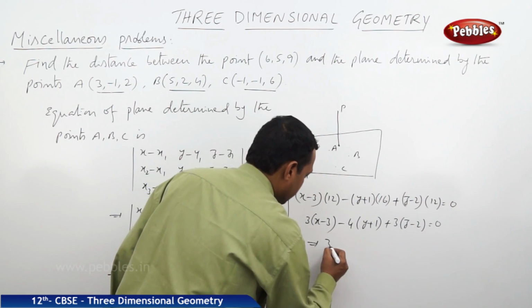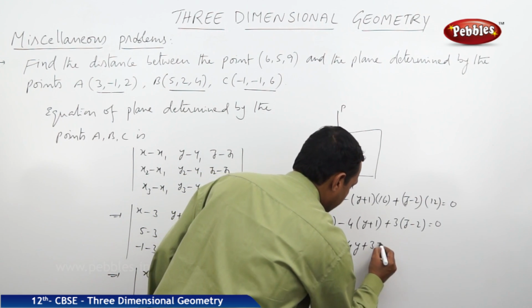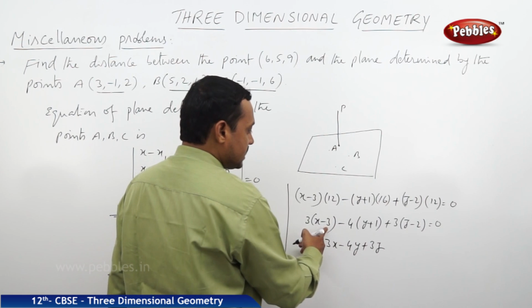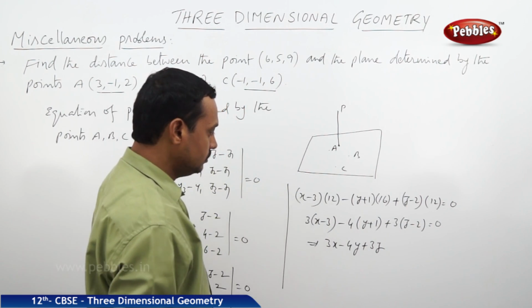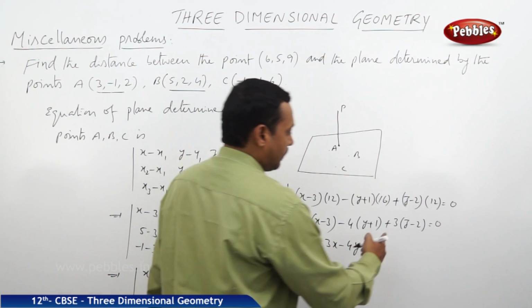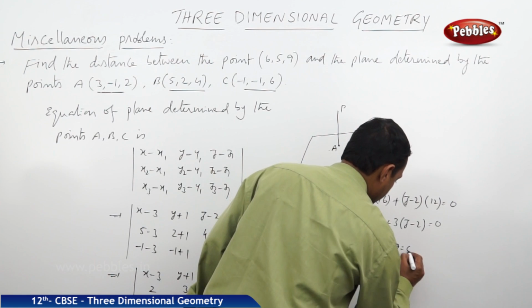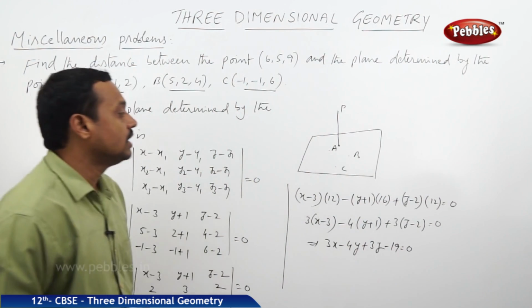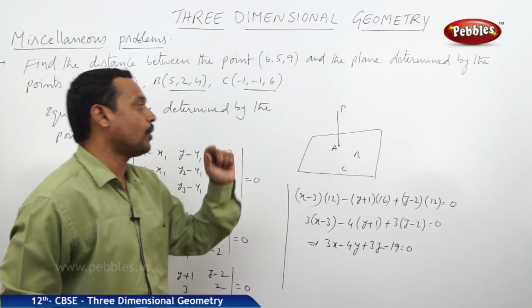Now expand: 3x minus 4y plus 3z and minus 9 minus 4 minus 13, minus 13 minus 6 is minus 19, is equal to 0. Now this is the equation of the plane passing through the given 3 points.